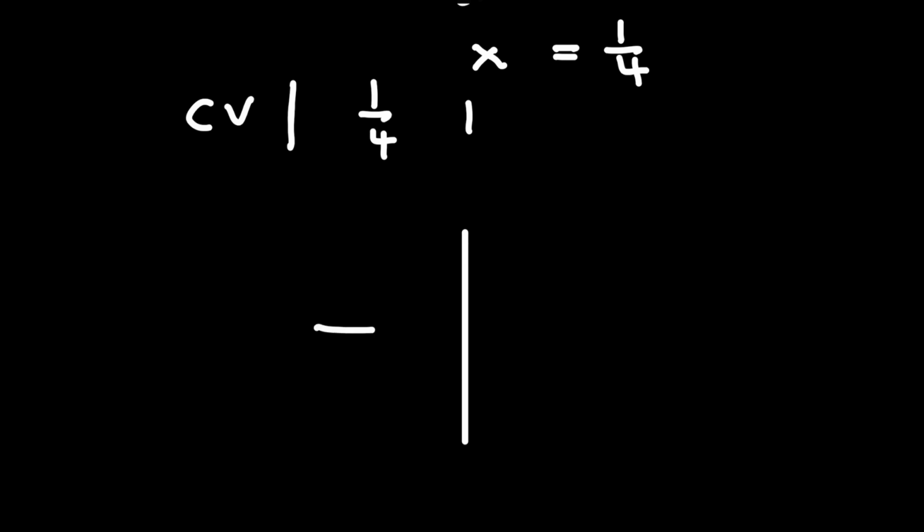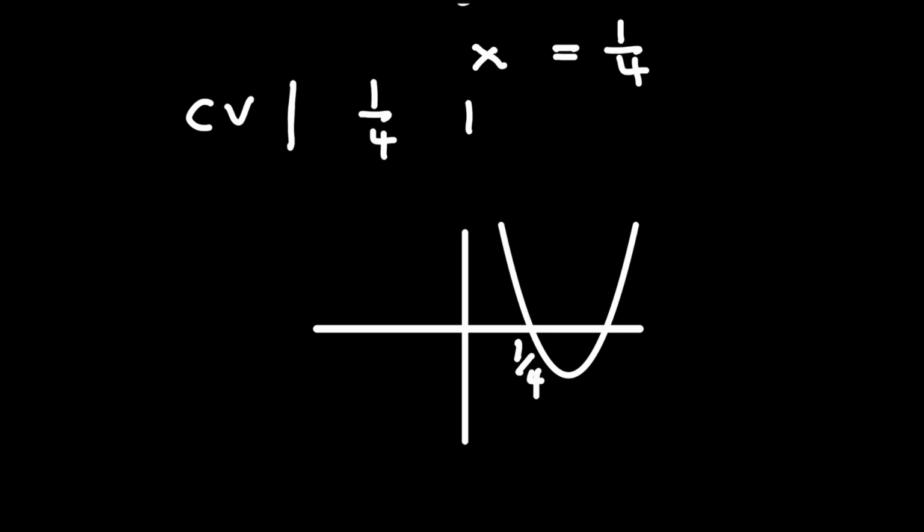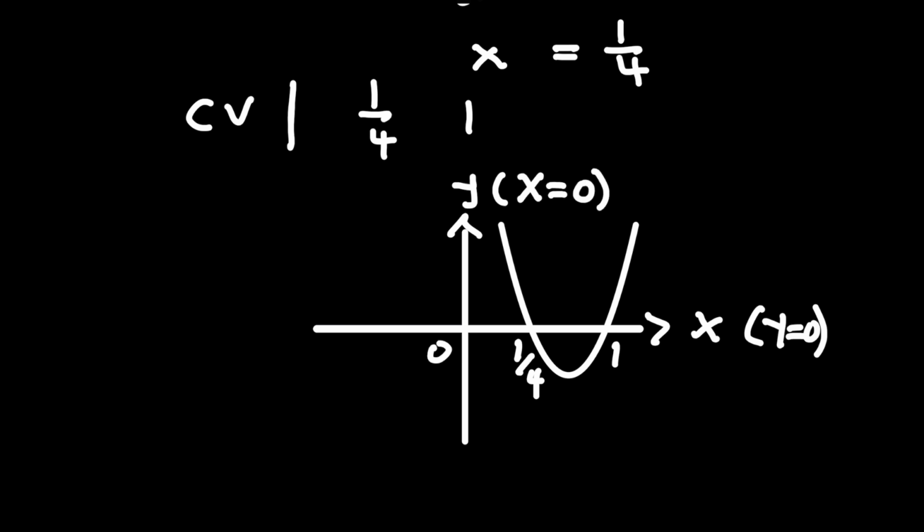Let's have our Cartesian plane here. This is a quadratic function in this fashion. So now the critical values are going to translate to the roots of this function, right? Or actually the x-intercepts. So this is 1 over 4 and 1. This is the x-axis. Its equation is y is equals to 0. And then this is the y-axis. Its equation is x is equals to 0, right?